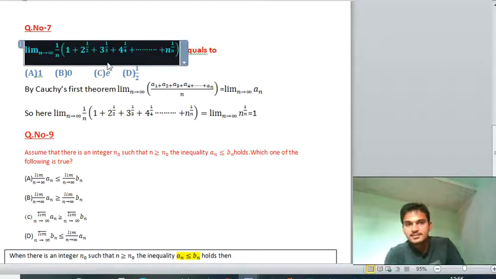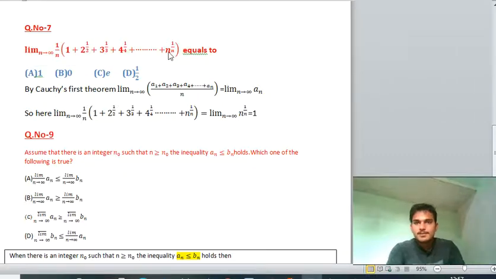This total is this. This is n to the power 1 by n, which is equal to n. This is the sequence, a1, a2, and a1 plus a2 plus a3 is the series, and n to the power 1 by n.